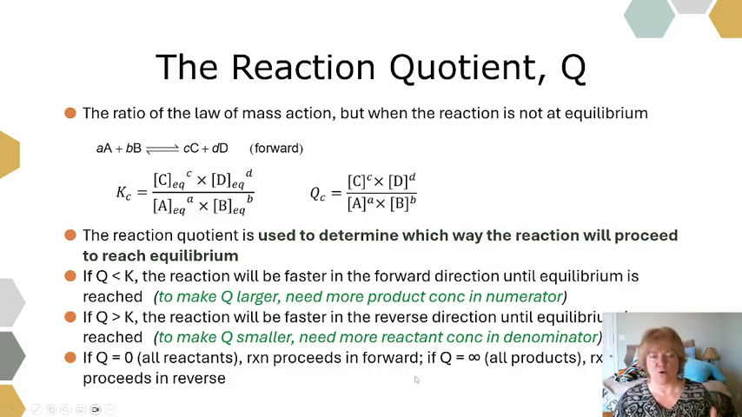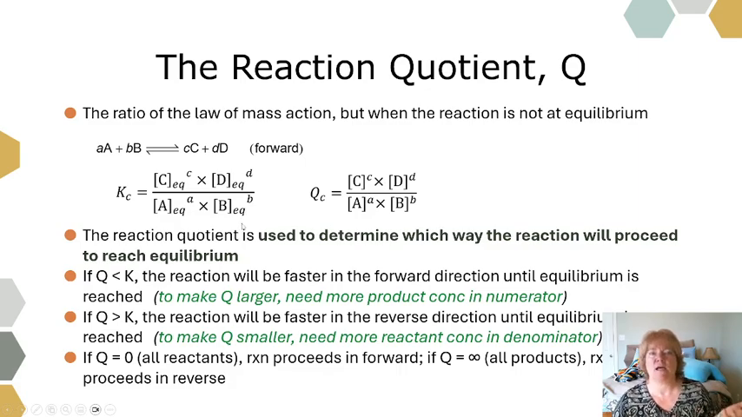So the reaction quotient is used to determine which way the reaction will proceed to reach equilibrium. Does it need to go in the forward direction to get to equilibrium, or does it need to go in the reverse reaction to get to equilibrium? All right, let's write these two. Kc would be written as usual. Qc is the same exact formula. The difference is it's not at equilibrium.